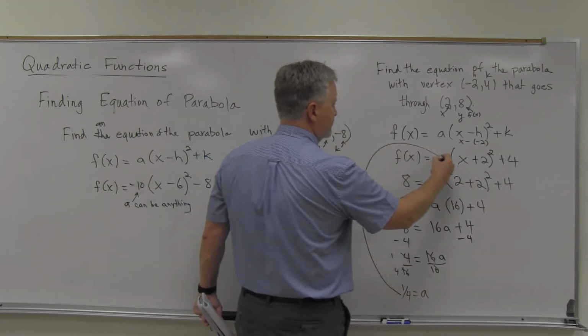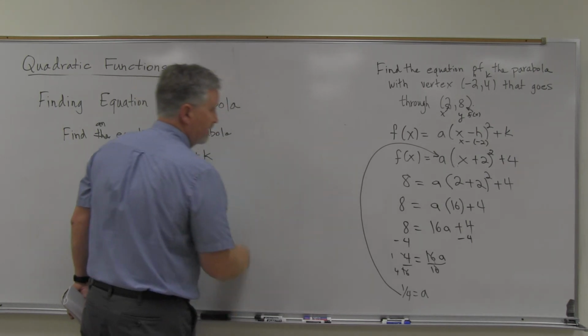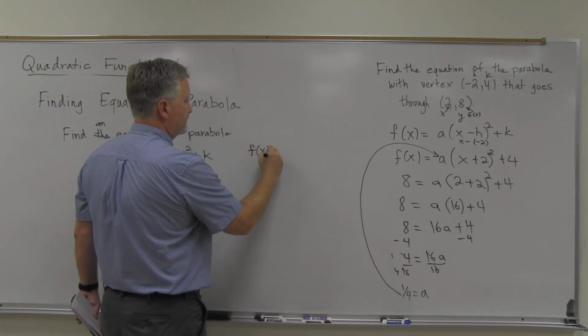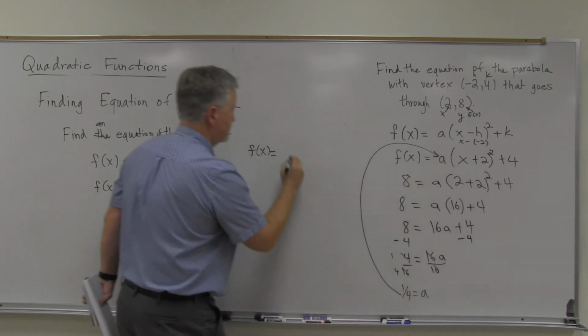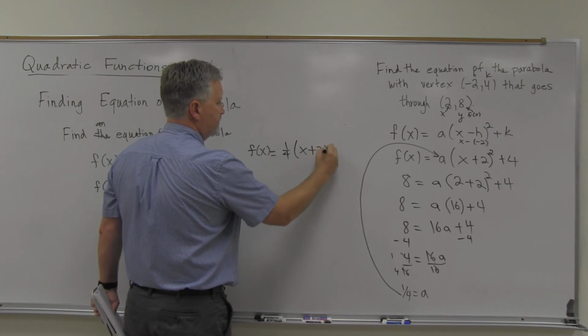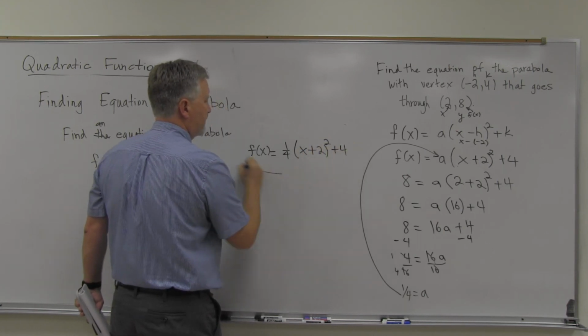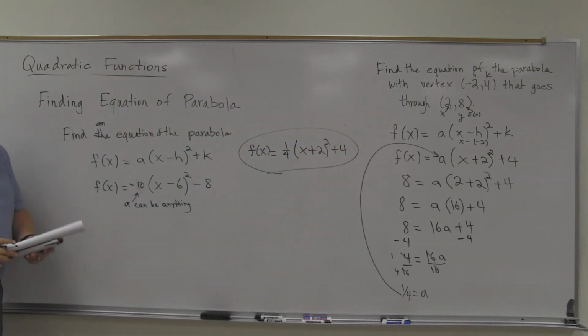And so my function, to finish this off, I have to rewrite the whole function here. f of x equals, now I know a is 1/4. So it's 1/4 times, parentheses, x plus 2 squared plus 4. That'll be the equation of the parabola that satisfies these parameters. Okay?